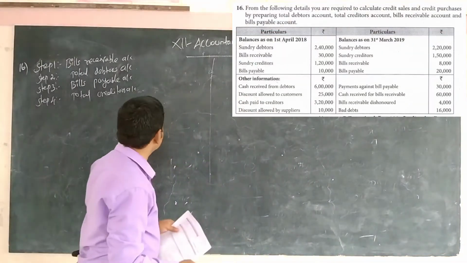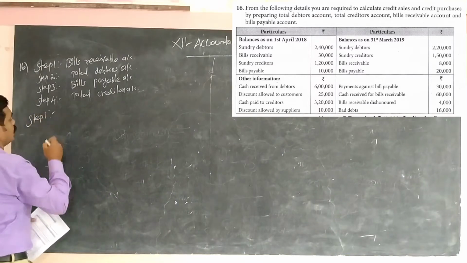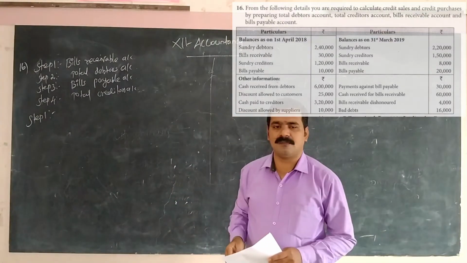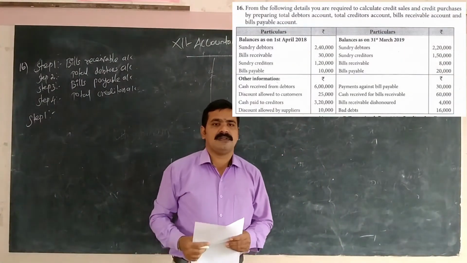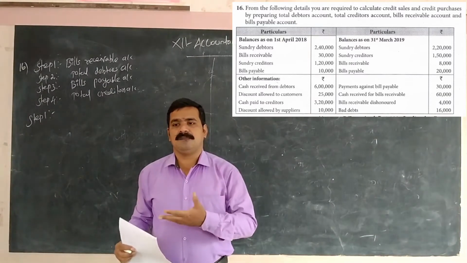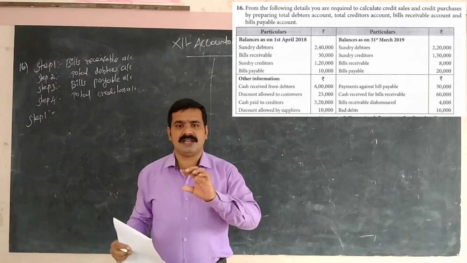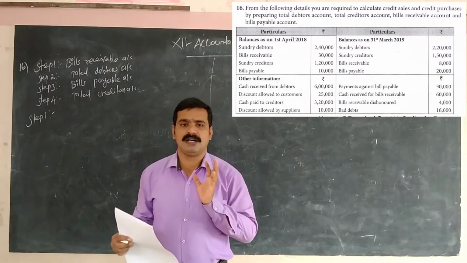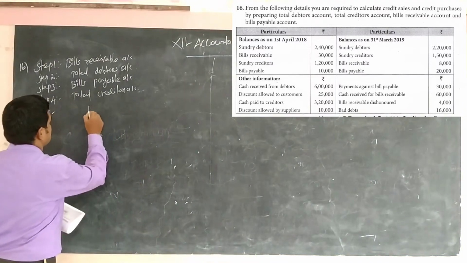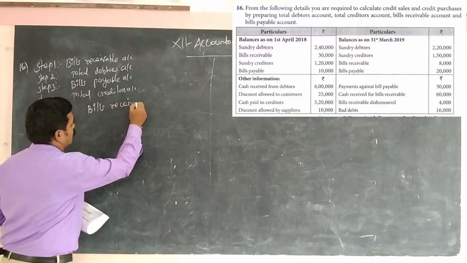Okay, so the first step, step 1, is called total receivable. That is called bills receivable. The bills receivable account has a lot of bills received from the debtors, then bills received dishonored, opening balance, closing balance. So these items have to appear in this step 1. Okay, so step 1, bills receivable account.